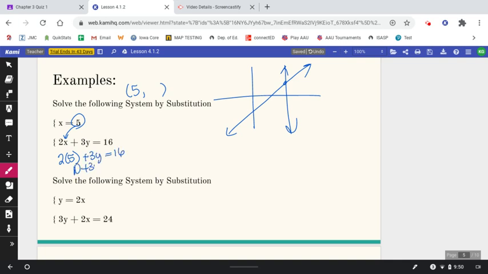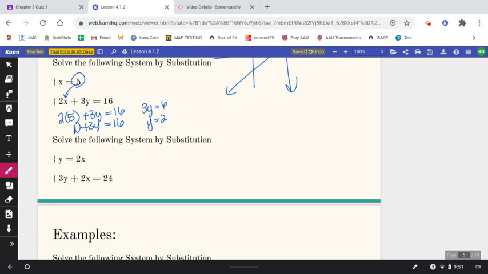So 10 plus 3y equals 16. Subtract 10, so 3y equals 6. Divide by 3, so the y-coordinate is 2. So I know that those two lines are crossing at 5 comma 2. Now that was pretty easy because we had a vertical line, which is great because it already gives us the x-coordinate. However, some will not be that easy.